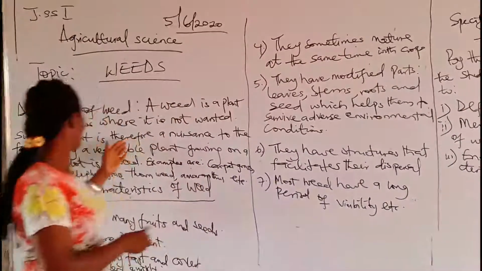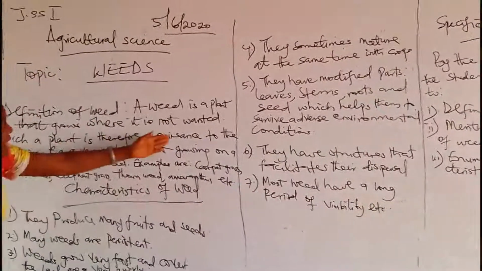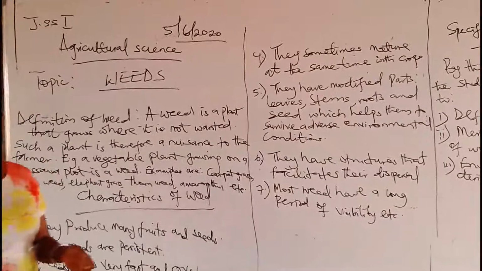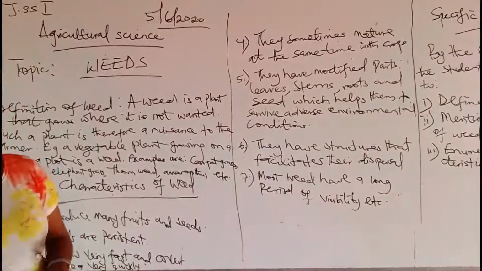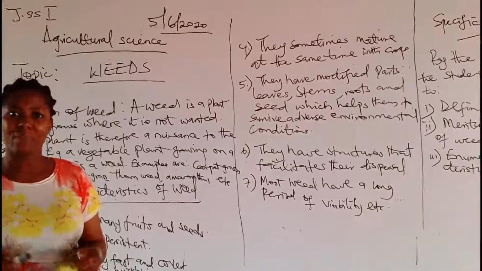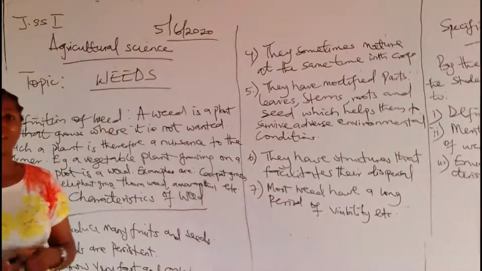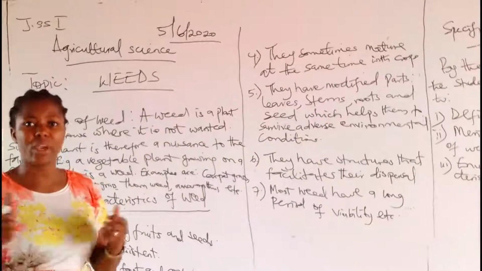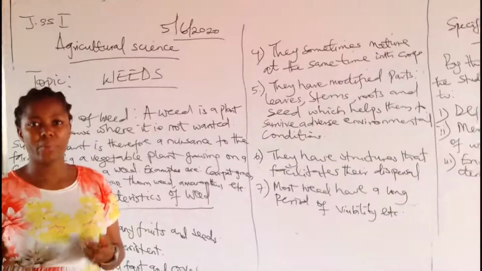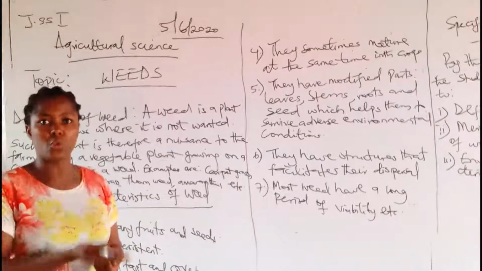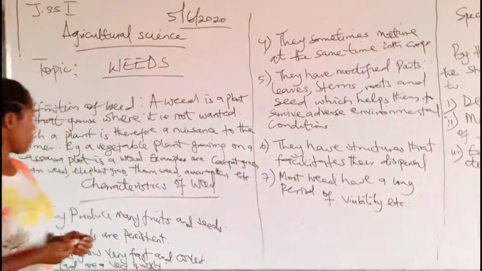So we say that they cause nuisance to the farmer. What we mean by nuisance is that they bring havoc to the farmer, since that particular farmer will not find it easy with that weed, thereby causing that farmer to spend a lot, maybe looking for people that will clear the weeds for the crop to germinate or to grow very well.